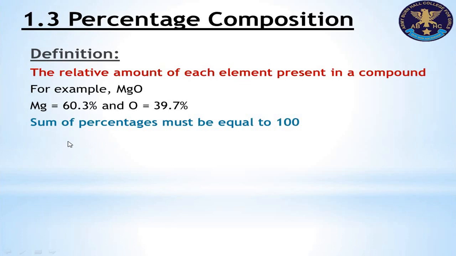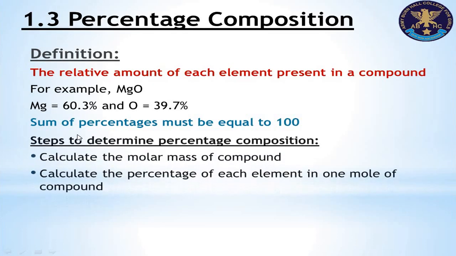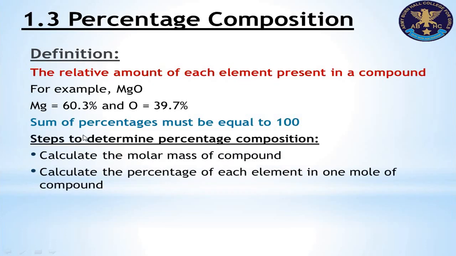What are the steps for the calculation of percentage composition? We have two steps for the determination of percentage composition. First, you have to calculate the molar mass of the compound. How will you calculate the molar mass of the compound? For example, for the determination of the molar mass of magnesium oxide, you have to add up the atomic masses of both of these elements. This will give you the molar mass of this compound.